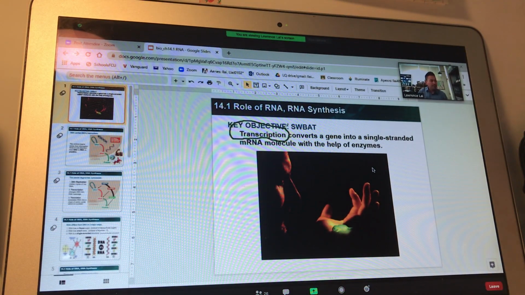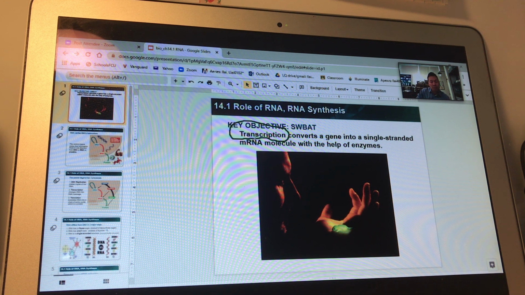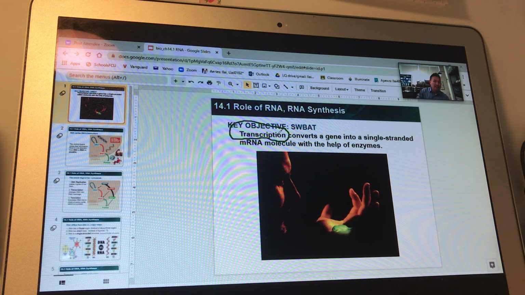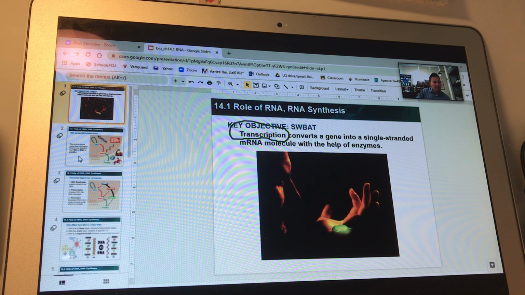Transcription. Now, transcription comes from the word transcribe. Okay, transcribe. It means to change something to something else. All right? So that's where the word transcription comes from. We will talk about all the enzymes, all the proteins that are involved in transcription as well. All right? So let's start.